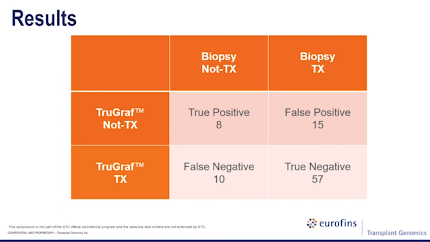So what did we find? In 8 patients, both the biopsy and TruGraf were not TX. They agreed with each other and said, hey, there's a problem. In 57 patients, the biopsy and TruGraf also agreed that everything was okay. Both were TX. There were 15 false positives where the TruGraf said, hey, there may be a problem, but the biopsy ultimately showed everything was okay. And then in 10, there were false negatives where the biopsy said there's a problem, but the TruGraf result was TX and said everything was okay.